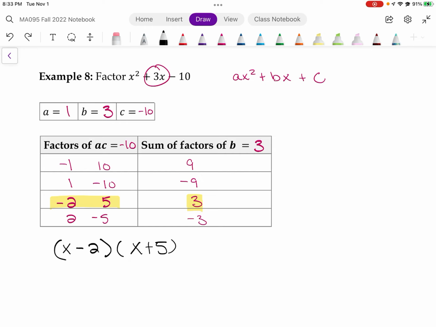Let's double check. X times x is x squared. Outside terms 5x. Inside term minus 2x. Last term minus 10. Sorry, I forgot my x. So I've got x squared plus 3x minus 10. Is that what we were factoring right up here? Yes, it is. All right, so that's the method.